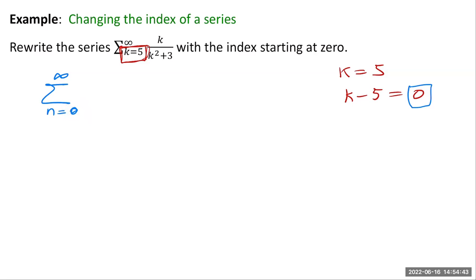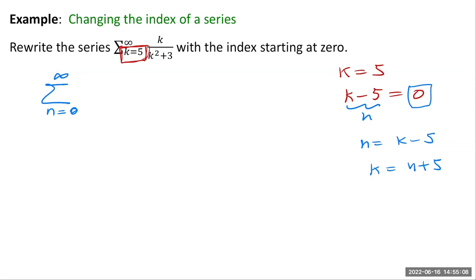Now I'm going to introduce my new variable, n, and take my left-hand side to be n. That means n is equal to k minus 5. This gives k is equal to n plus 5, because if you move this 5 to the other side, you get k in terms of n. Now we are almost done.